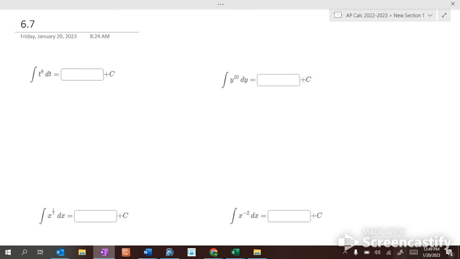Okay, here we go. So if I'm going to end up after I take a derivative with t to the 8, where do I start before that? No, you just took the derivative of this. You're going the wrong direction. So you have to start with t to the 9th, right, to get down to t to the 8th after you take the derivative.